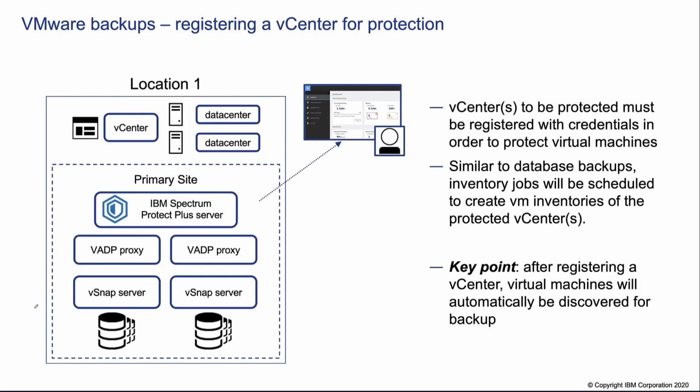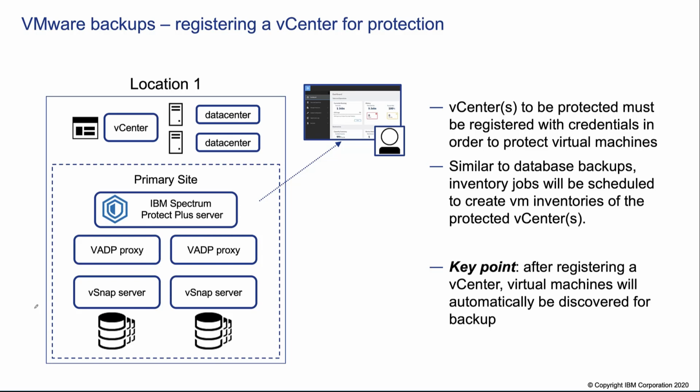So the first thing we need to do is we need to register a vCenter. And this is simply, you're basically instructing Spectrum Protect Plus or showing it your vCenter inventory. All you're going to do to register is you're providing an endpoint, which is an IP address, to your vCenter, and you're providing credentials to that vCenter. And there's a lot of information in the documentation about the privileges that those credentials need in order to not only take inventory, but execute backup and recovery operations.